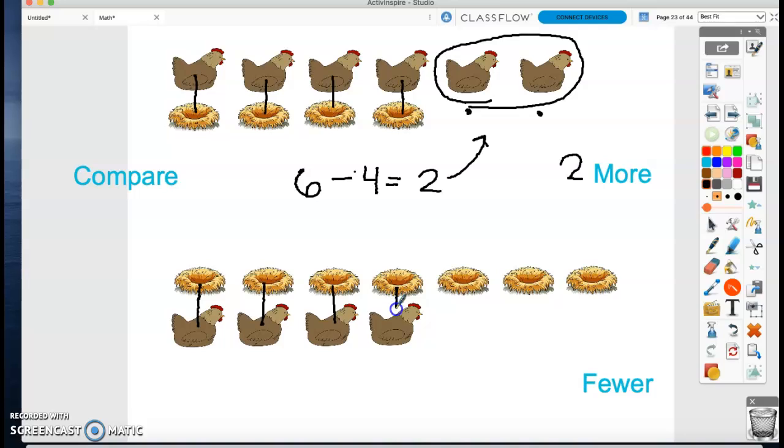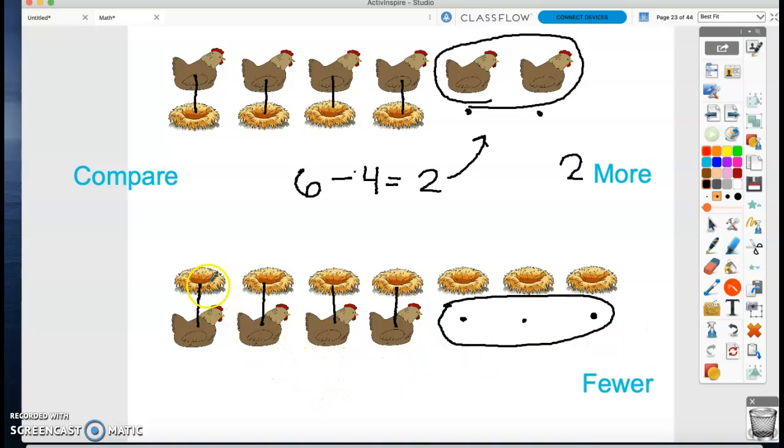I match up the nests and the chickens to compare, and I notice that there is not a chicken for this nest, there's not a chicken for this nest, and there's not a chicken for this nest. So I notice that I have this many fewer right here. So in order to figure that out, I'm going to subtract to compare.